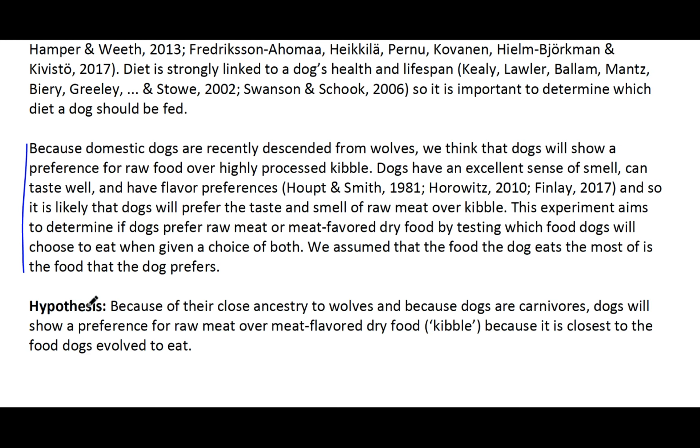So the hypothesis is going to have to include several things. It needs to include, what do you think is the informed answer to the experimental question? Do dogs prefer meat or dry food? We're going to say they have a preference for raw meat, so that's our answer to our question. And the reason why is because dogs evolved to eat meat. Notice how I do not have any experimental results in here. I'm not linking this to how I am going to test this question.